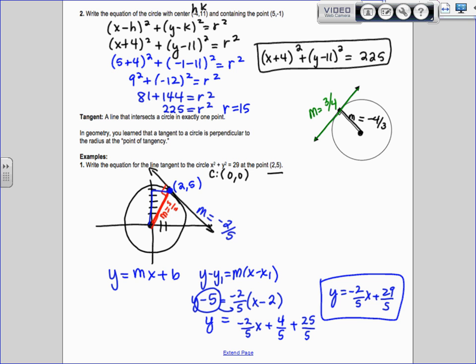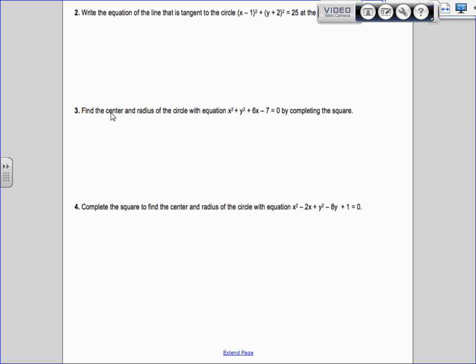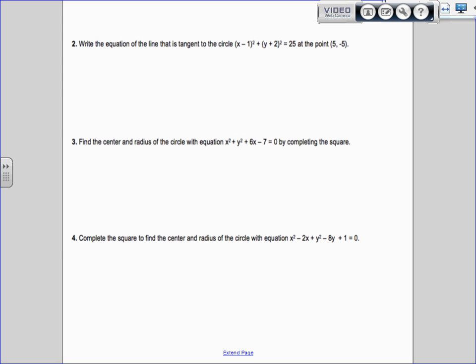All right, so let's try a harder one where it's not centered at (0, 0). Draw it out. The sketch really does help on these. I know some of you guys don't like to sketch things out, but they really help.